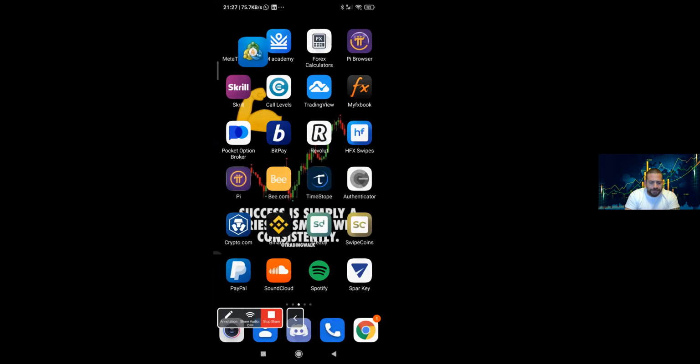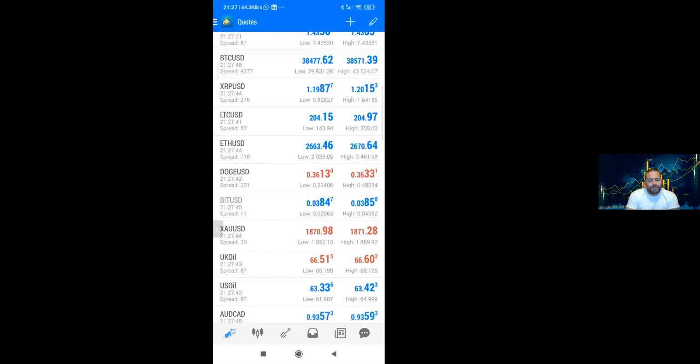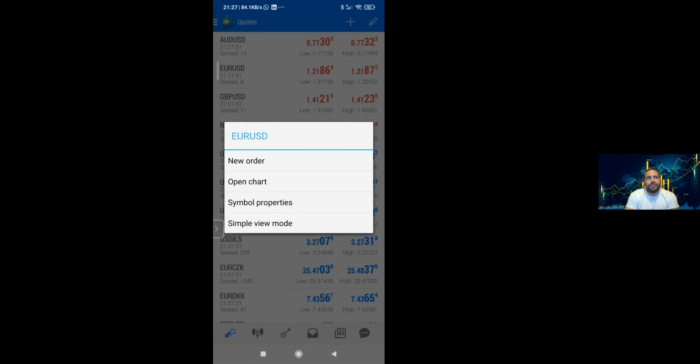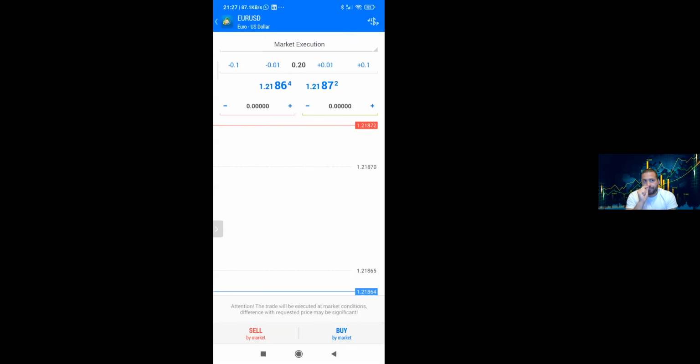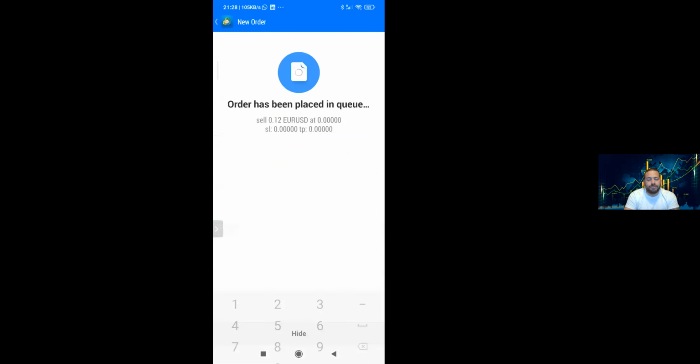This is my demo account specifically for our lesson today. And I want to show you this. So let's say we're going to take this trade, okay, on Euro USD. So I have pushed Euro USD and I click on new order. My lot size we saw from the position size calculator is 0.12. And I immediately press sell.